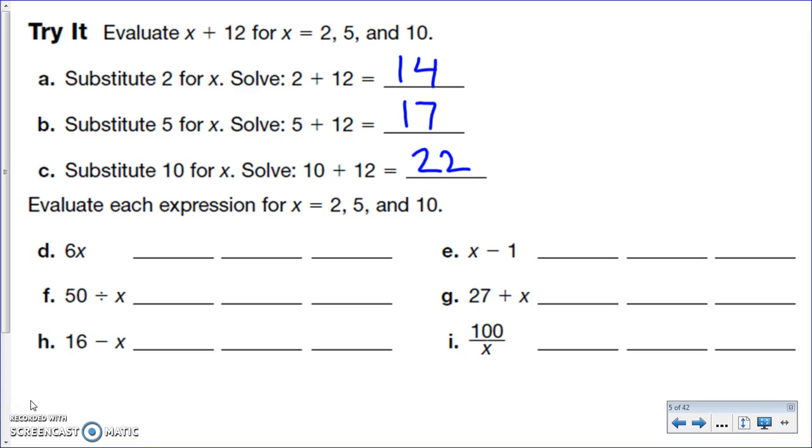So for each one of these expressions, we're going to evaluate them for 2, 5, and 10. So we're going to have 3 answers for each one. So for D, we have 6x, which means 6 times x. So we're going to plug in 2. 6 times 2 is 12. 6 times 5 is 30. And 6 times 10 is 60.